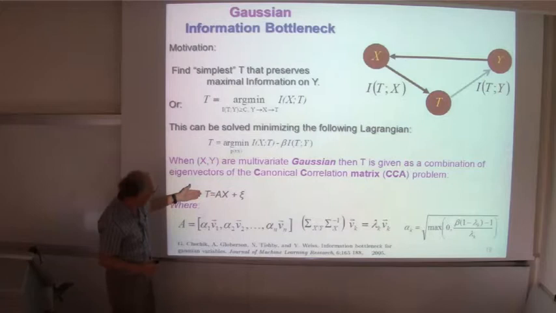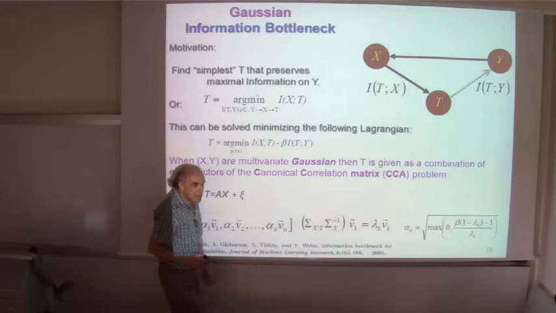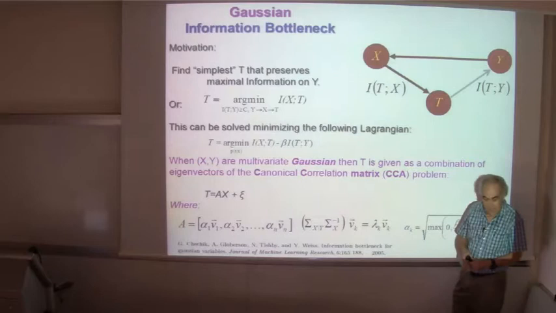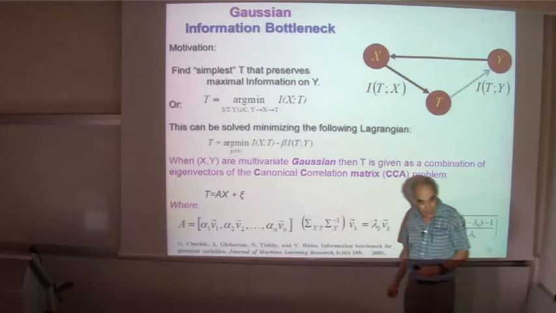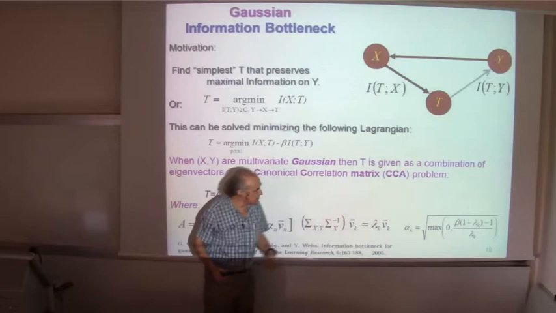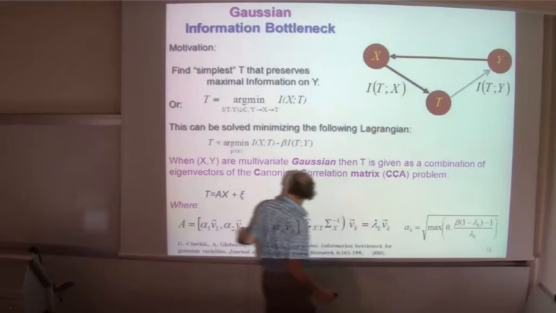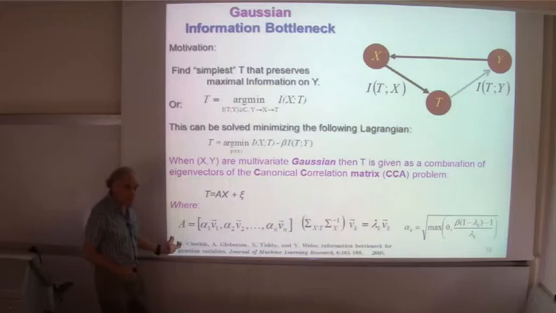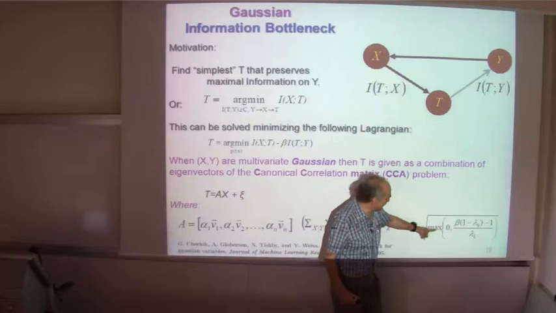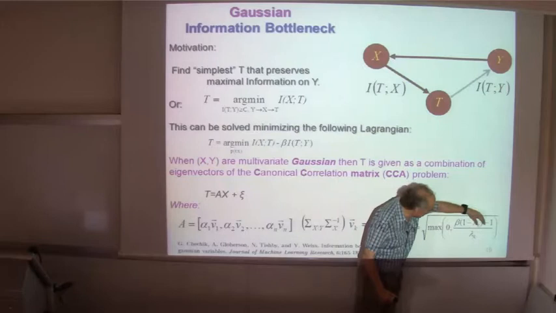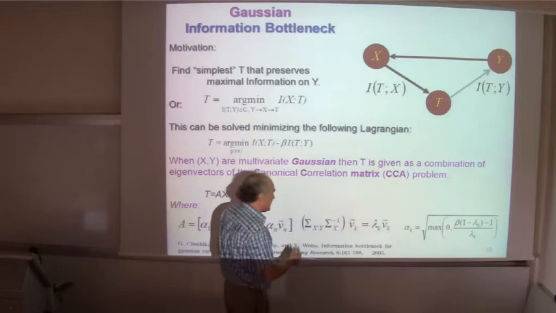It's made out of a linear combination of eigenvectors of this CCA matrix, and it's sorted by the magnitude of the eigenvalue. And the eigenvalue in this case, if you normalize the matrix, lies between 0 and 1. And essentially what you get is an explicit form for this coefficient, which looks like this. So the alpha, the coefficient of the vector vi in this projection A, is determined by the maximum positive value of this form, beta multiplied by 1 minus lambda, minus 1. And of course, you want positive coefficients here. You want the square root of this to be real.